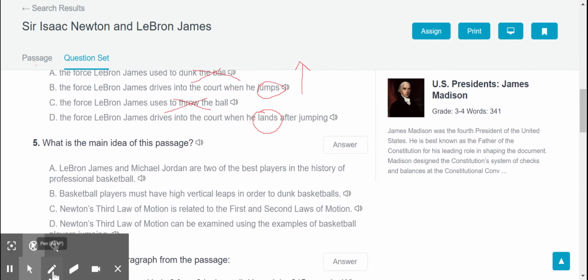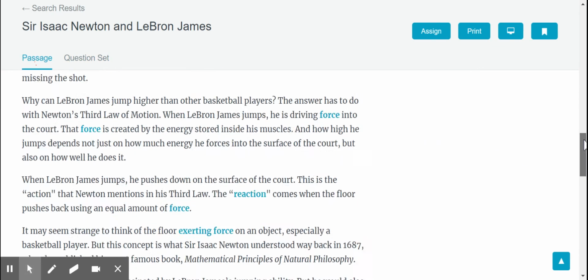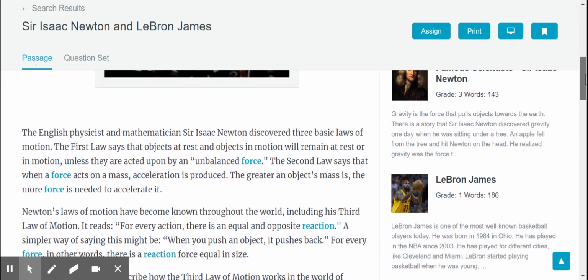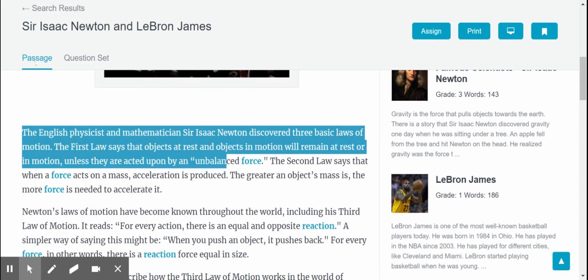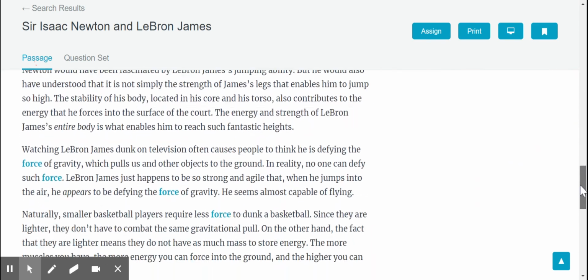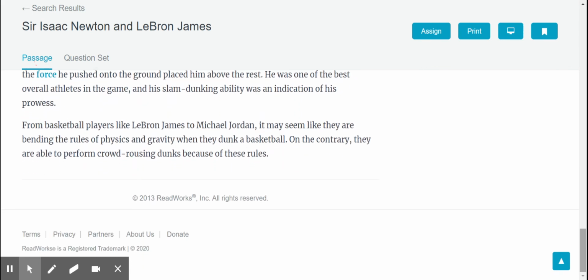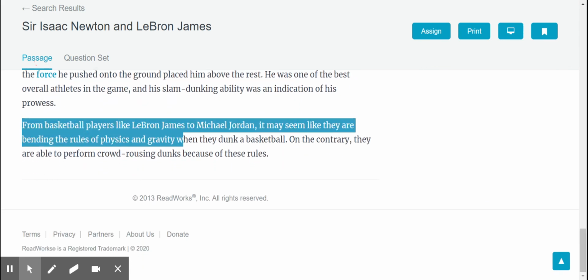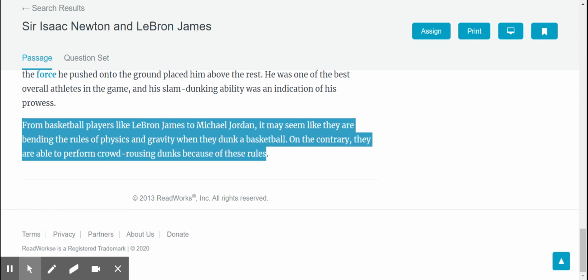Number 5. What is the main idea of the passage? So for your main idea, you go look at the first paragraph and the last paragraph. English physicist, mathematician, Sir Isaac Newton, first law, second law. Last paragraph. Basketball players like LeBron James, Michael Jordan, bending the rules of physics and gravity. They are able to perform crowd-pleasing, crowd-rousing dunks.